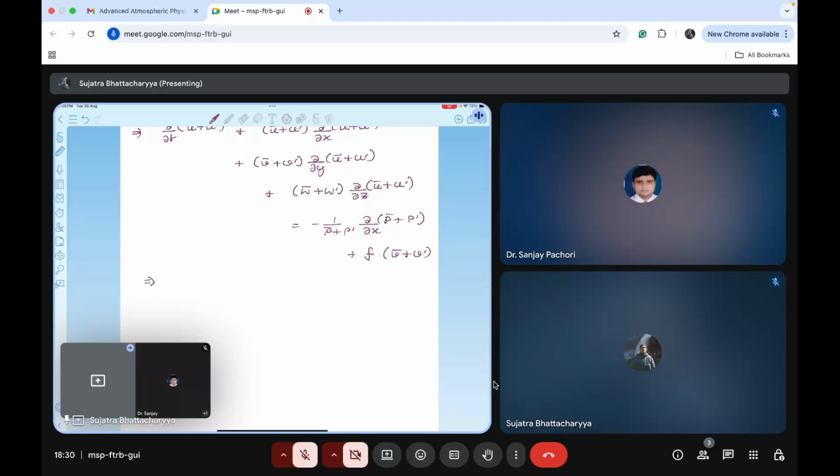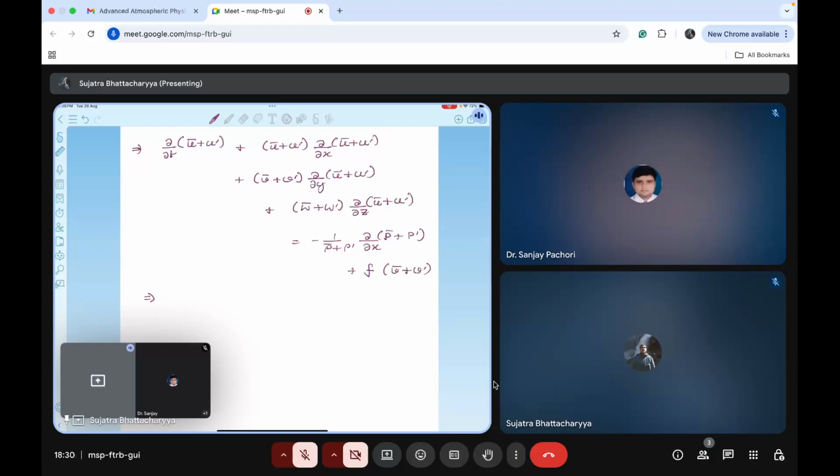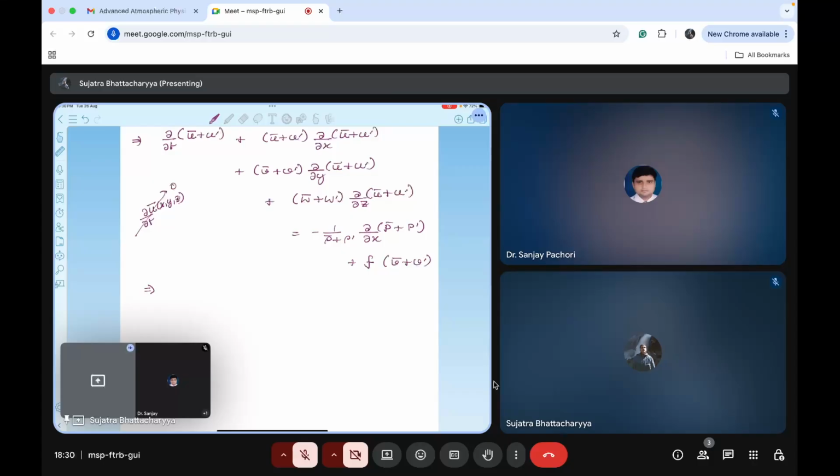Based on the perturbation technique, what can we derive? See, u bar is already a time average, so it is a function of x, y, z only. So ∂u bar/∂t can be removed, it is 0. What I get is ∂u dash/∂t plus, let's write every term, u bar ∂u dash/∂x plus u dash ∂u bar/∂x plus u dash ∂u dash/∂x. These are the four terms.